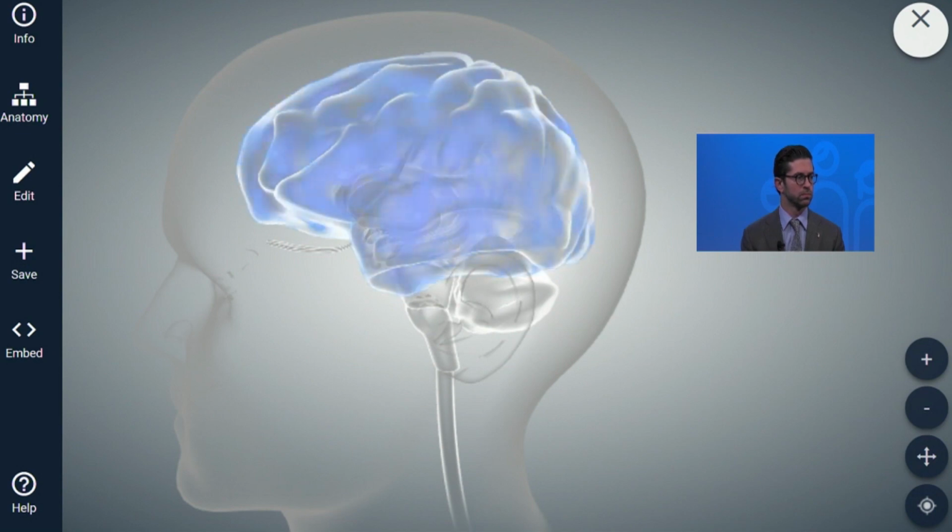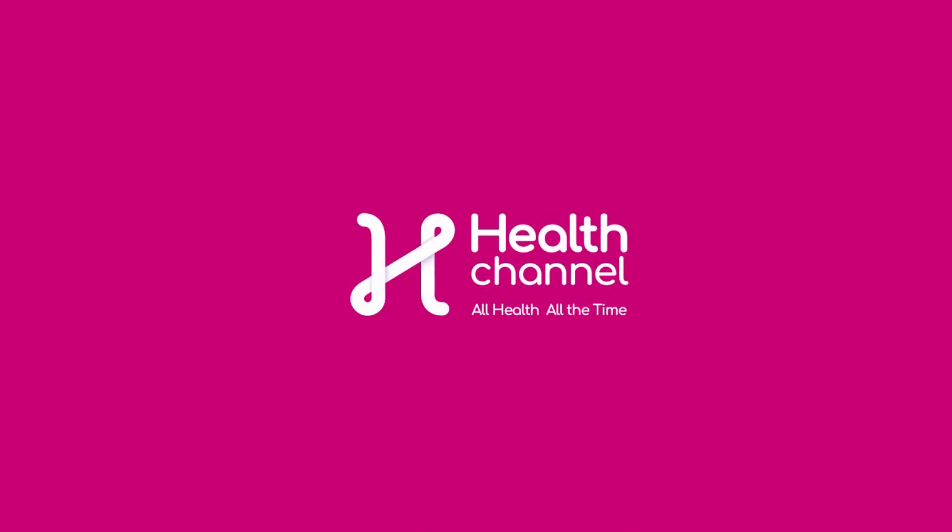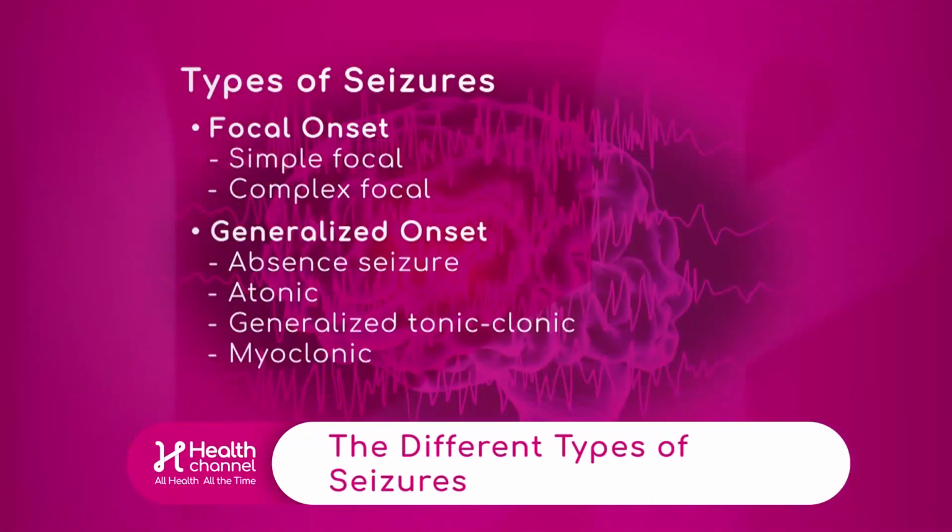And is this genetic, doctor? Is this just something that happens? There are various causes for epilepsy. There are genetic causes as well as environmental or incurred causes such as trauma, strokes, neurodegenerative processes as well. The different types of seizures, some that you may experience or maybe someone that you know.